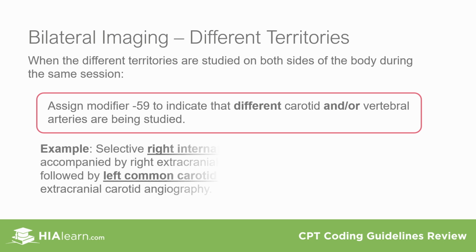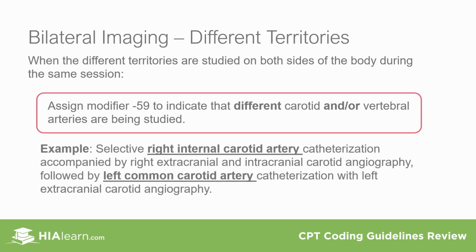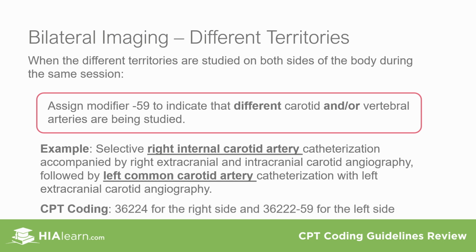For example, coding for selective right internal carotid artery catheterization accompanied by right extracranial and intracranial carotid angiography, followed by left common carotid artery catheterization with left extracranial carotid angiography, requires the assignment of two codes. 36224 is assigned for the angiography performed on the right side, and 36222 with modifier 59 appended is assigned to report the angiography performed on the left side.